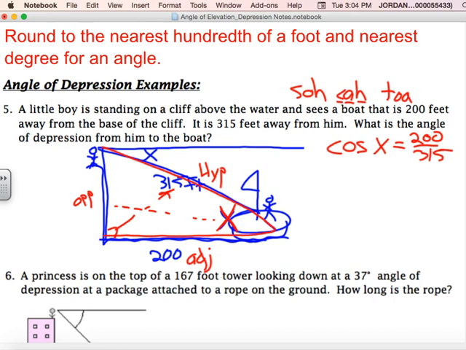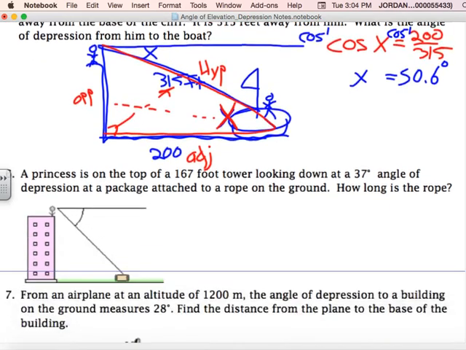So you got to remember, how do you get rid of the trig function to find X? Well, that's the inverse trig function. So we're going to do inverse cosine, and that'll cancel cosine on the X. In our calculator, we have to hit second cosine 200 divided by 315. When we do that, we get 50.58, so we can say 50.6 degrees. So that's the angle that the boy's going to have to look down at, his angle of depression, to be looking at the boat. All right, let's go on to another one.